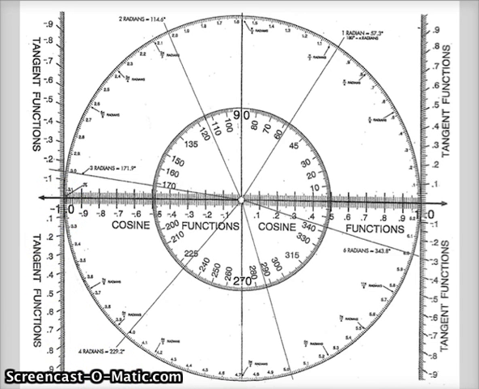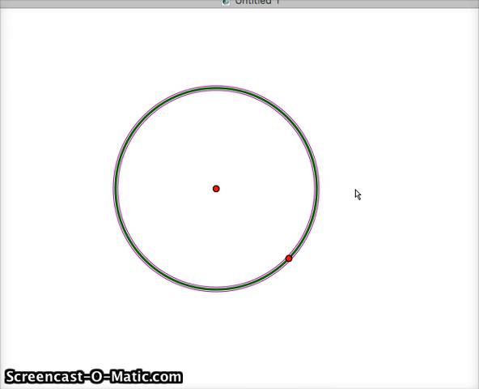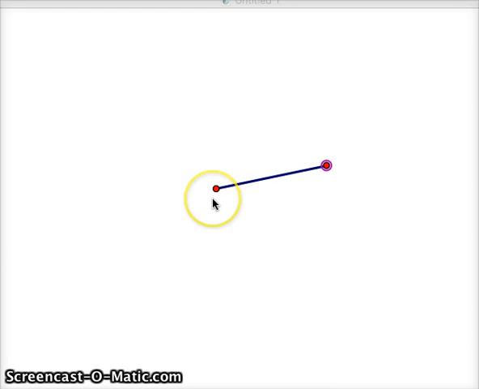All right, well, this is part of an apparatus I use to help students understand a little bit about trigonometry. So let's explore this a piece at a time. I'm using Geometry Sketchpad. The first thing I want to do is draw a circle. Okay, so I have a center, I have a radius, and I have a point.